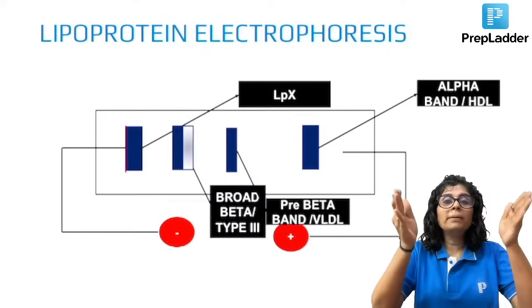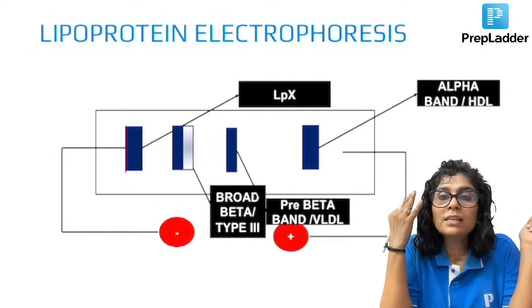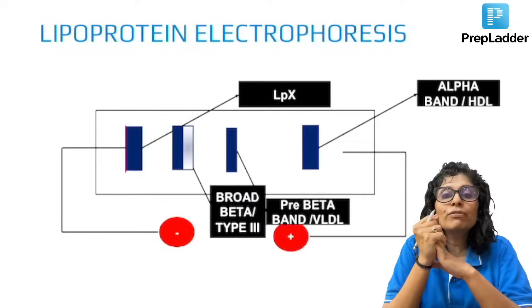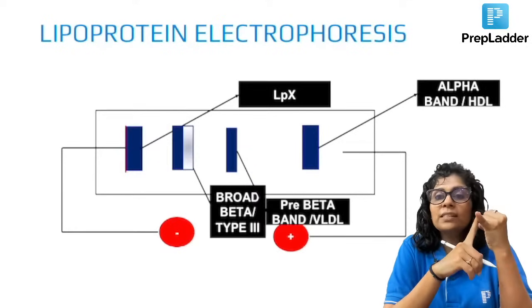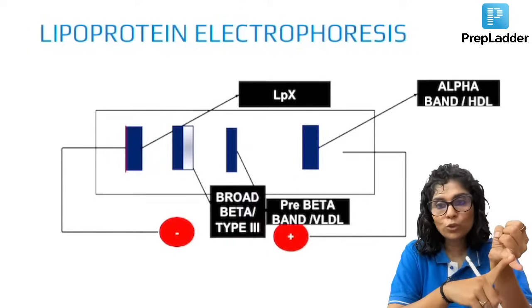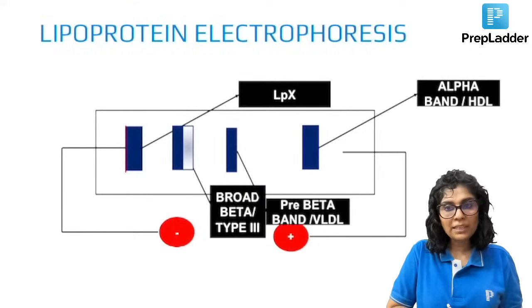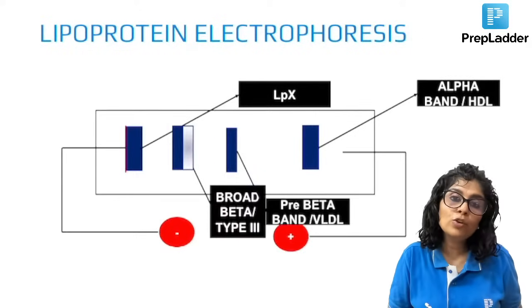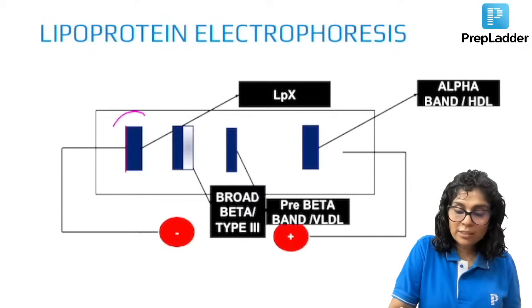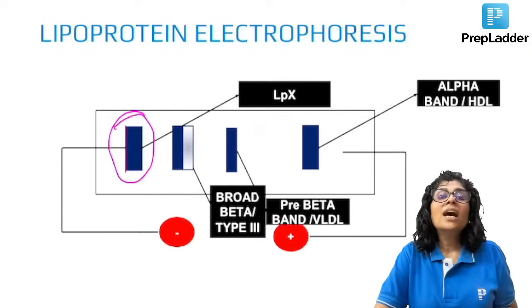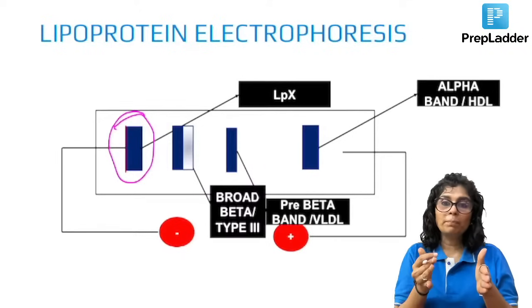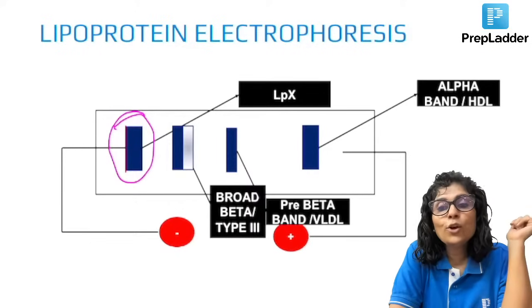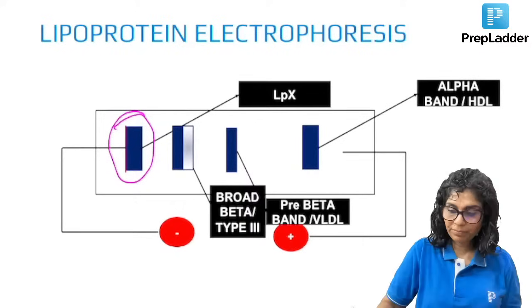So if you see a broad beta band, what is your diagnosis? Your diagnosis is type 3 hyperlipoproteinemia. Can you tell me what the diagnostic applications of lipoprotein electrophoresis are? One diagnostic application is familial chylomicronemia syndrome, when you see a band at the point of application. Lipoprotein X because of LCAT deficiency, lipoprotein X because of obstructive jaundice. In all these cases, you see a band at the point of application. Another diagnostic application is if you see a broad beta band, that is broad beta disease or type 3 hyperlipoproteinemia, wherein remnant concentration increases. Okay, good.